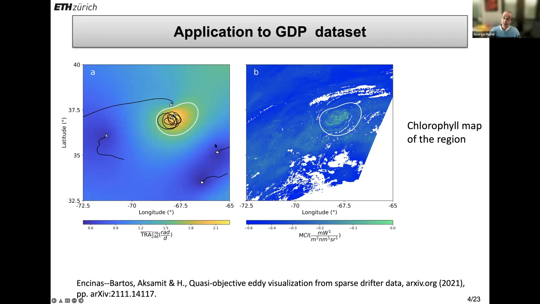But if we have this ability to process the GDP data set and make reasonably good guesses about the location of material eddies, then that's not too bad, right? So this is what I left out yesterday, and you can find more details in these papers.